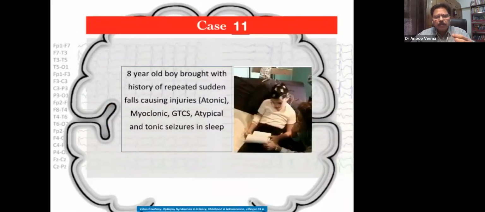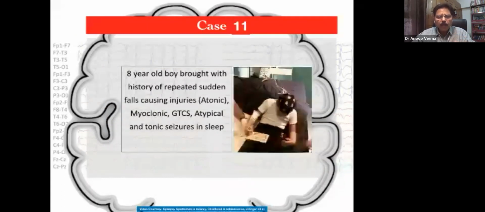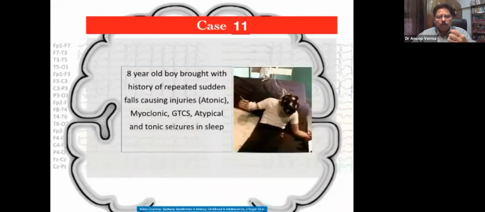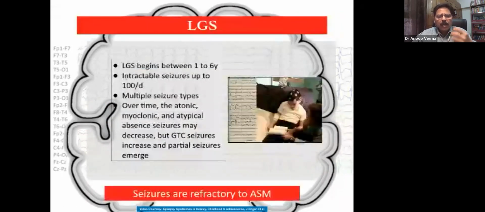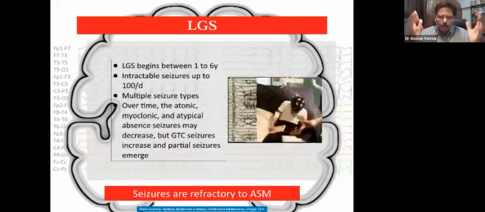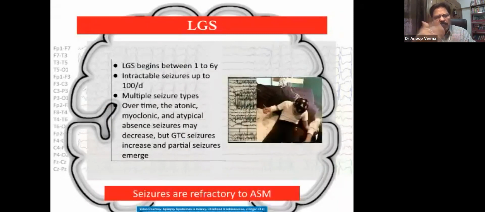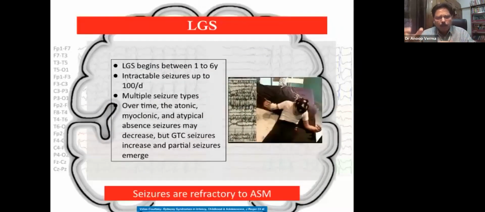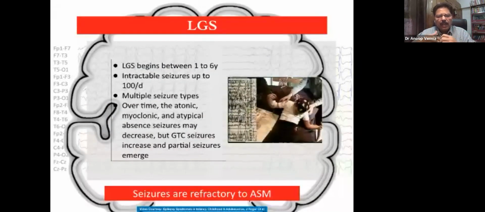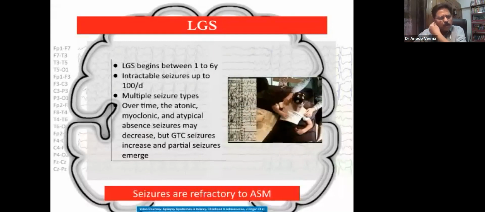Another patient is in front of you, an 8-year-old boy with a history of repeated sudden falls causing injury, myoclonus, GTCS, and tonic spasms during sleep. And this is the classical LGS. It usually begins between 1 to 6 years, with intractable seizures up to 100 per day. So multiple seizure types, atonic, myoclonic, atypical absences, and partial seizures can also emerge.